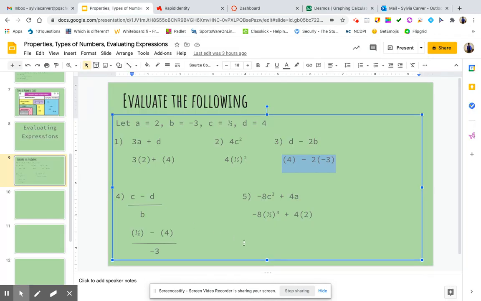Back to the problem. Got a couple more we'll go over. Number 4, all of this is number 4: C minus D, and then we're going to divide by B. So all of this is my problem. We're going to plug in our numbers. C is a half, D is 4, and B is -3. Where C was in the problem, I plugged in a half. Where D was, I plugged in 4. And where B was, I plugged in -3. So we're doing 1/2 minus 4 divided by -3.